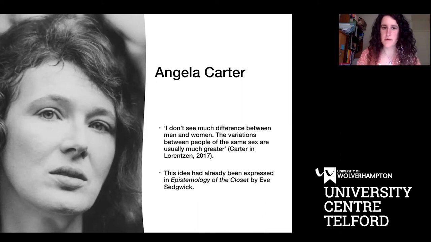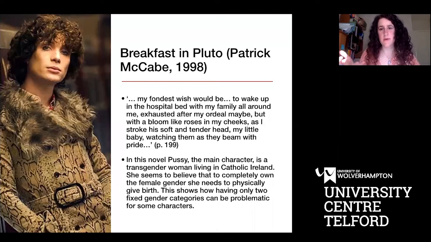Other gender fluid characters that you can find are in the novel, for example, Breakfast on Pluto, in 1998, in which the main character is a transgender woman living in Catholic Ireland. And you can see a quote here as well, in which Pussy, who is this main character, this transgender woman, fantasizes with the idea of being able to physically give birth to a baby, and be surrounded by her family while having the new baby she has just delivered, which is obviously impossible for her.